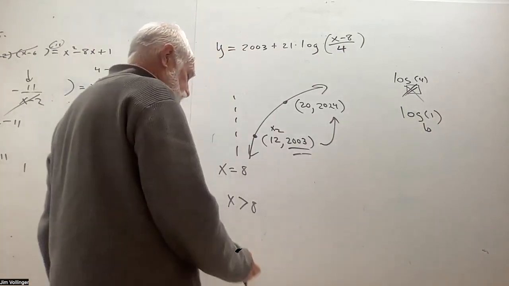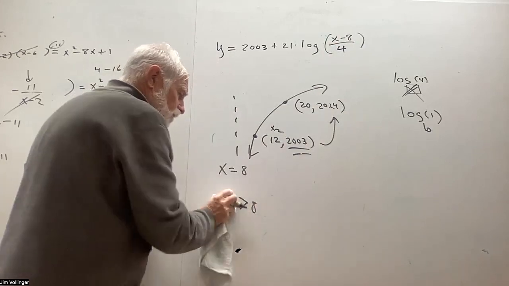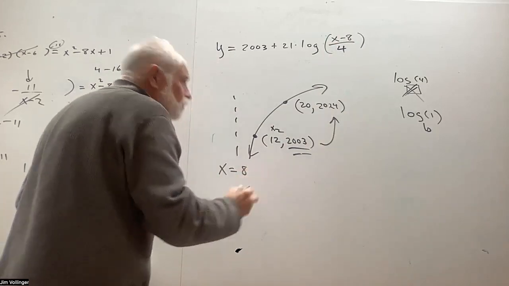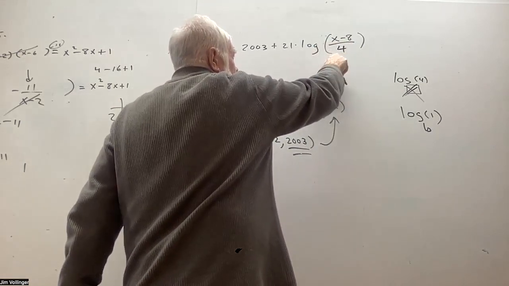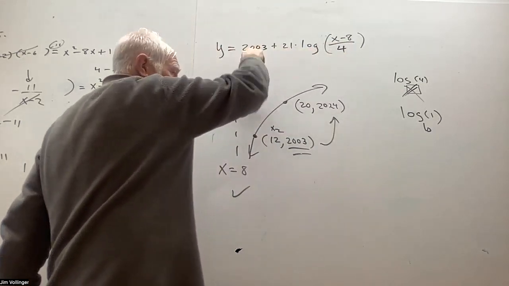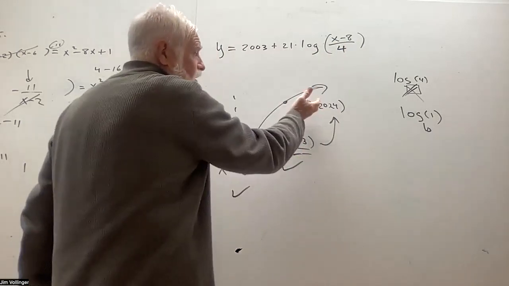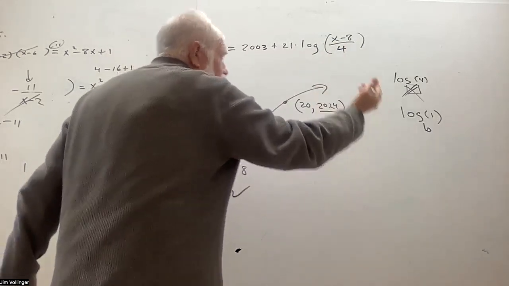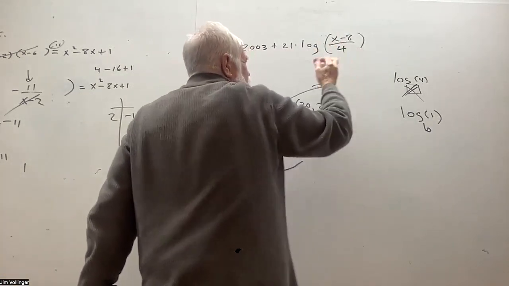Okay, so that takes care of the x minus 8, takes care of the asymptote. We'll put a little check on the asymptote. 12 minus 8, 4 divided by 4 is 1. Log 1 is 0 times 21 is 0, 2003. My second x works. All I got to do is make a 20 come out as a 2024. I can make that happen. 20 minus 8, 12 divided by 4 is 3.